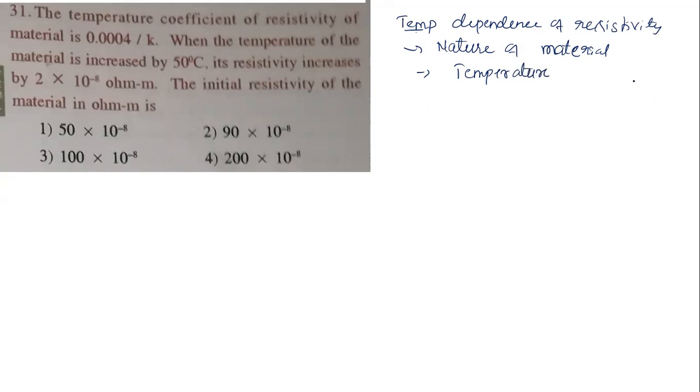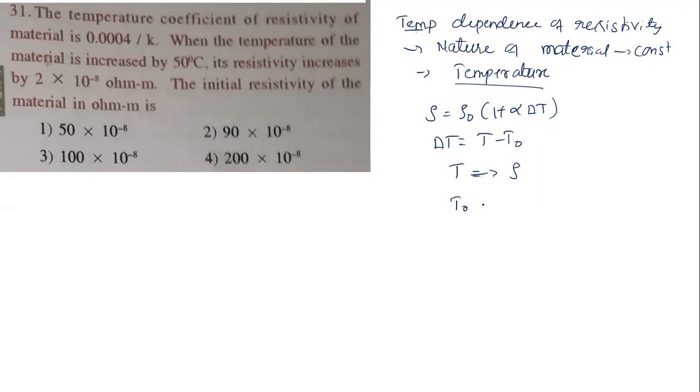Now, as of now, material is not going to change, so it remains constant. What is going to change? The temperature. So we need to see now. What is the formula for this one? rho equal to rho naught into 1 plus alpha times delta T. Delta T means the difference in temperature, T minus T naught. At a temperature T, resistivity is rho. At temperature T naught, resistivity is rho naught. Where alpha is what we call, students? Temperature coefficient of resistivity.